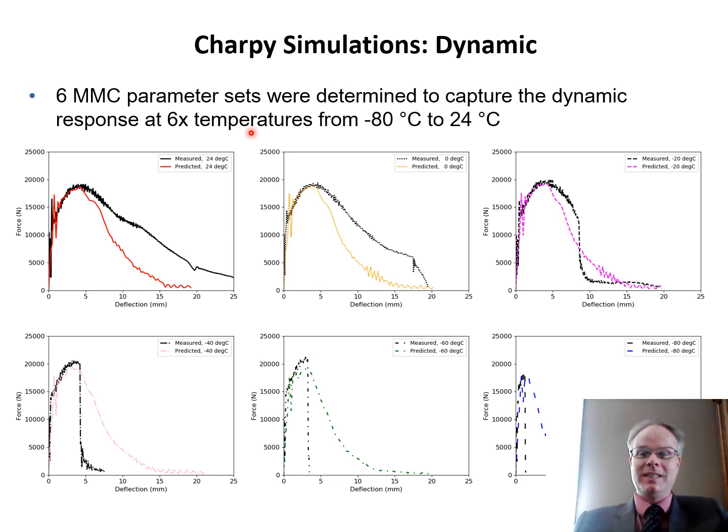So that was the quasi-static versus Charpy, or dynamic, response. In this case, it's all dynamic and it shows the influence of temperature. Again, maybe there's some under-prediction here of the energy absorbed at room temperature, but at 0 degrees, minus 20, minus 40, minus 60, minus 80, we're doing a reasonable job capturing the experimental response.